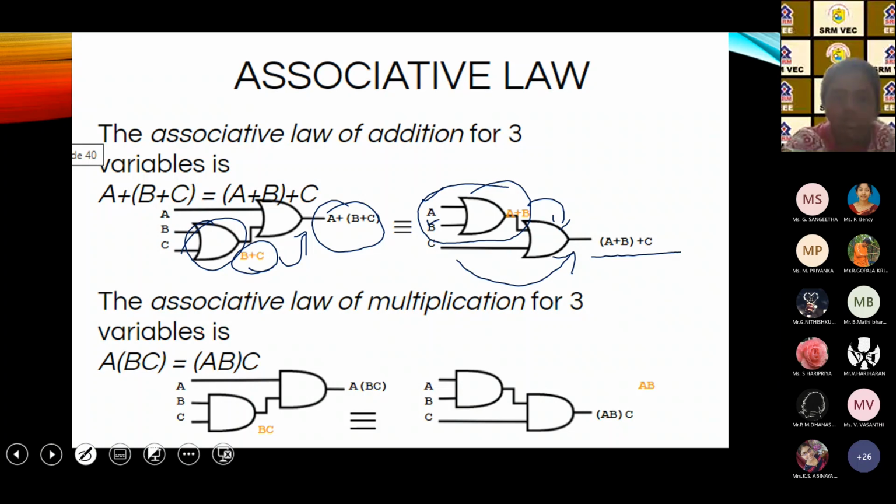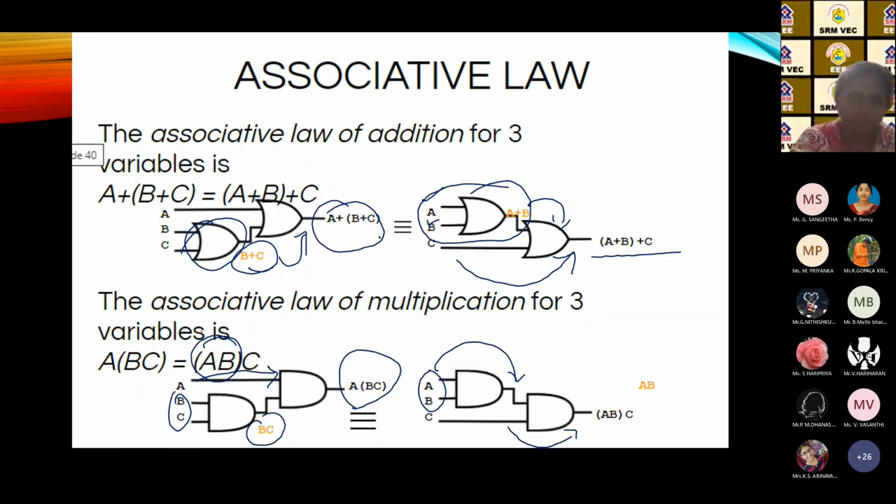So this is the associative law for addition with three variables. When you take it into multiplication, you can see the output is BC, and A is taken, then A into BC. And for (AB)C, first you perform the AB AND operation, and with that C is ANDed. So Boolean algebra follows the associative law.